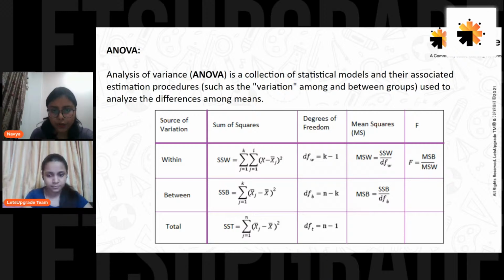What I'm trying to do is, for different crops, I'm doing different variations. ANOVA is all about variation. You can see terms such as the variation among and between the groups.